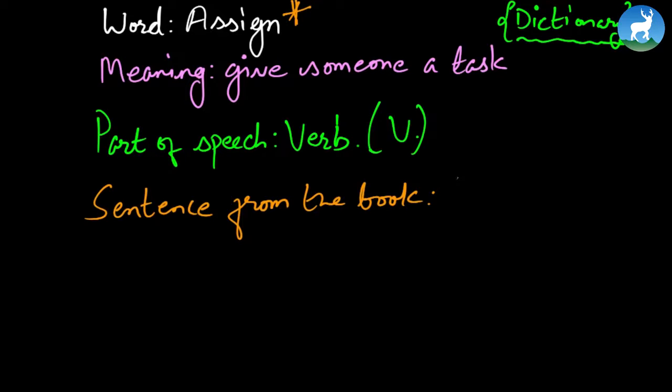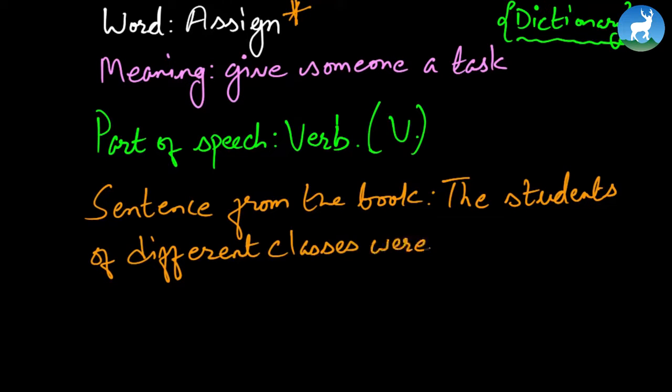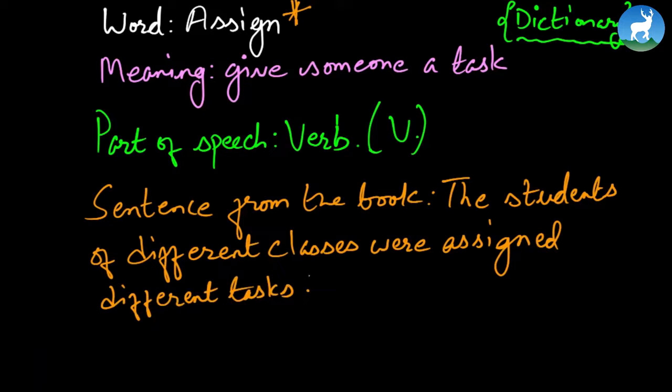Now, here, the sentence from the book: the students of different classes were assigned different tasks. This is, as the title suggests, the very sentence used in the passage. Finally, now we have the word, we know its meaning, we know its part of speech, and we also know how this particular word is used in a sentence.